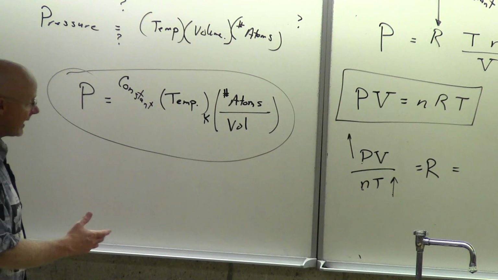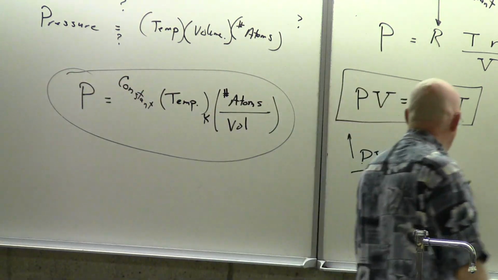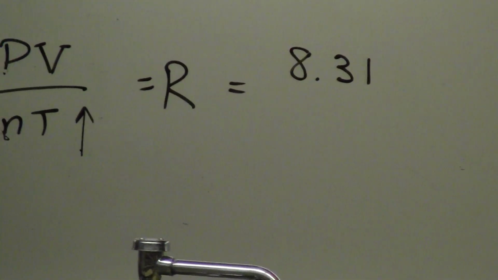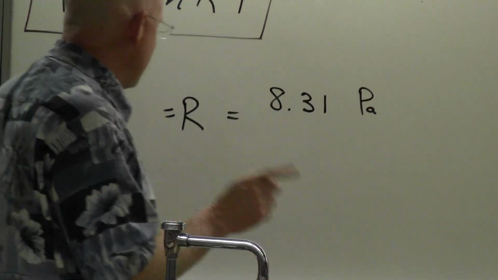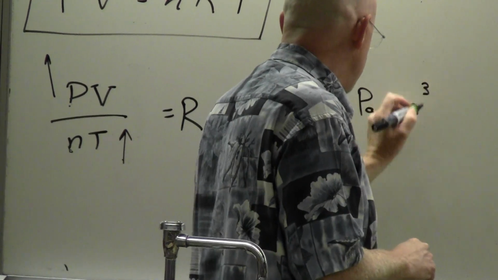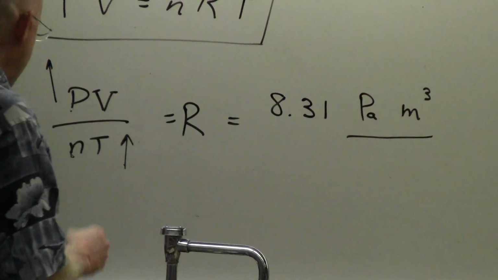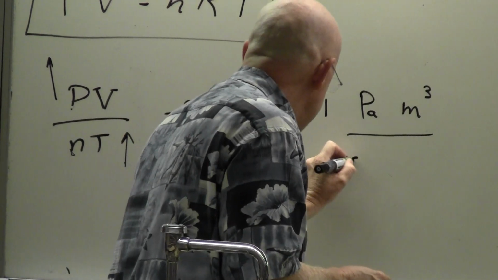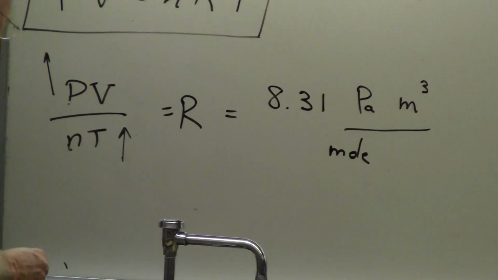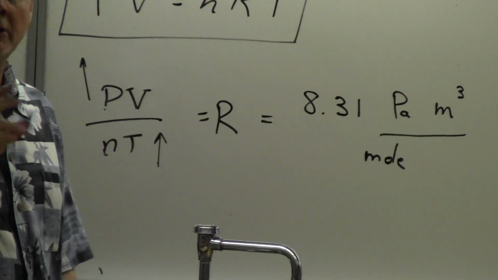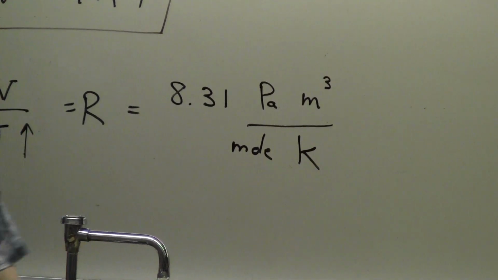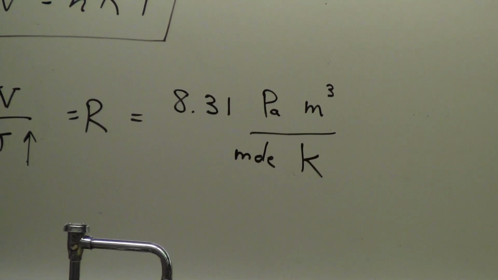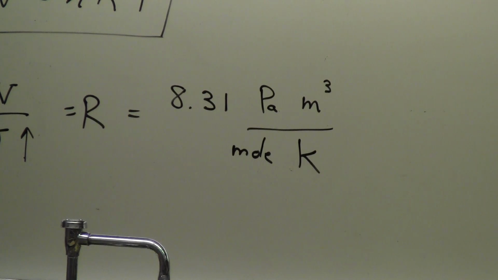Well, as we come to the end, I need to give you this number. This number R is 8.31, when you measure pressure in pascals and you measure volume in cubic meters and you measure the number of atoms in units of moles, and absolutely important, you measure the temperature on the Kelvin scale. And so if you have a problem that doesn't give you those units, be very careful.